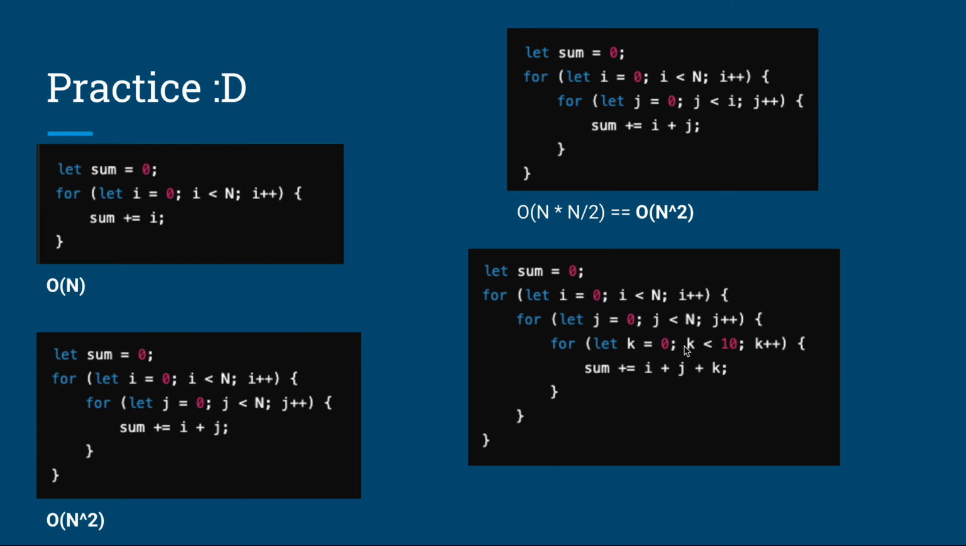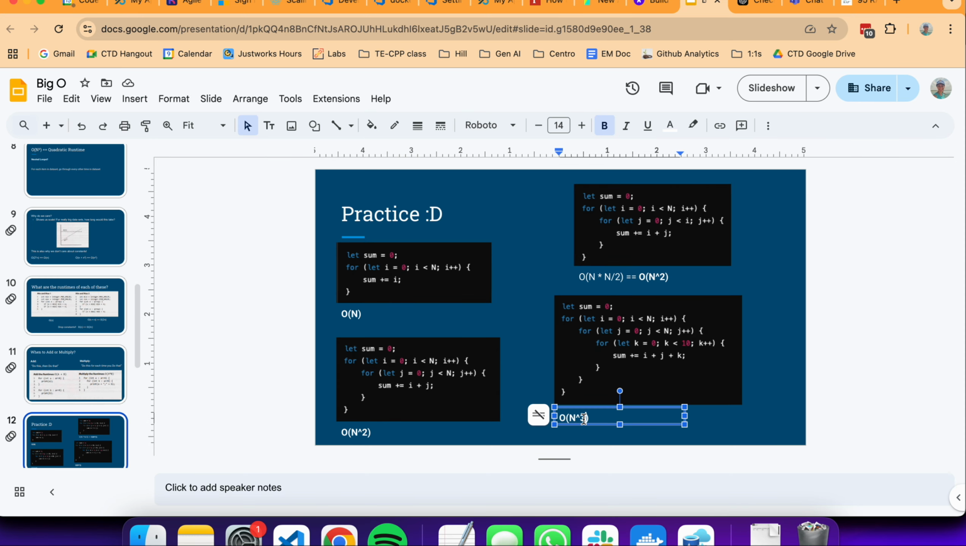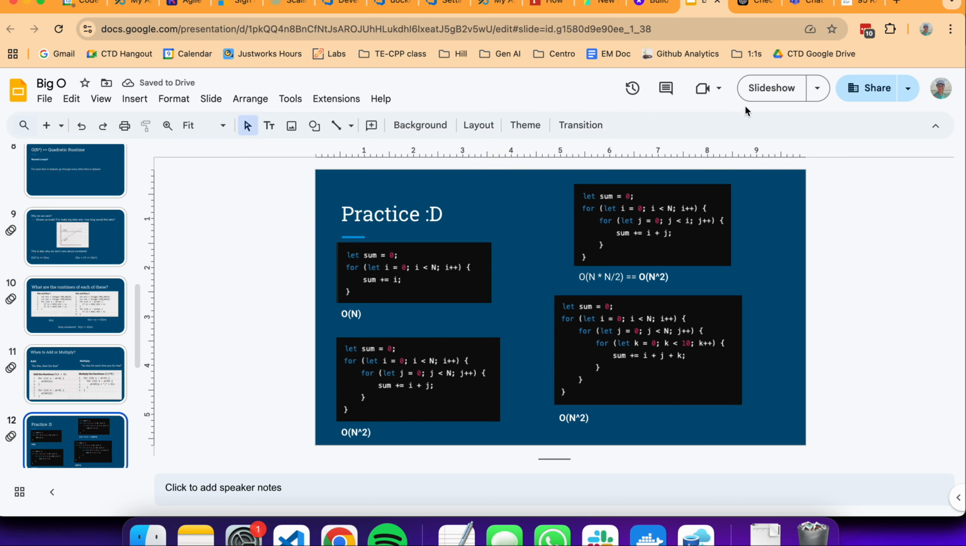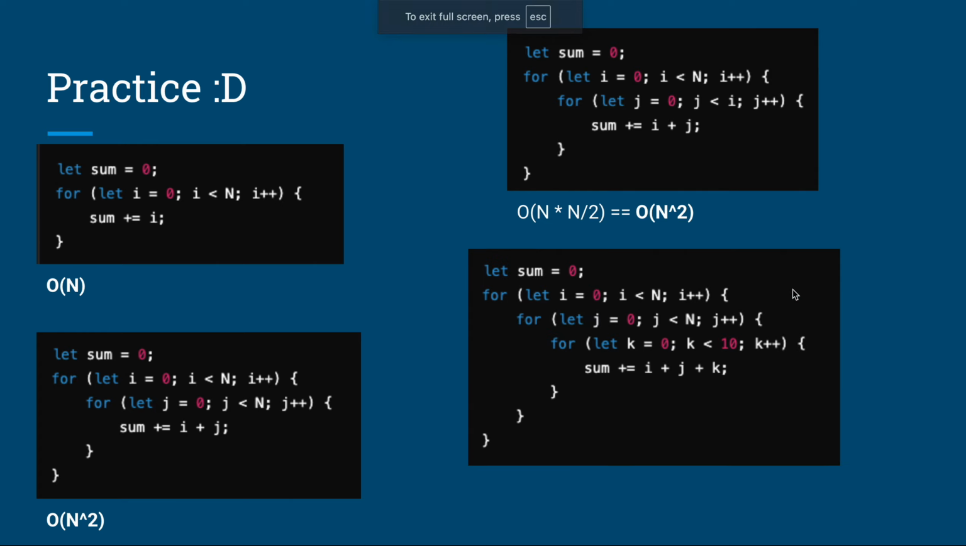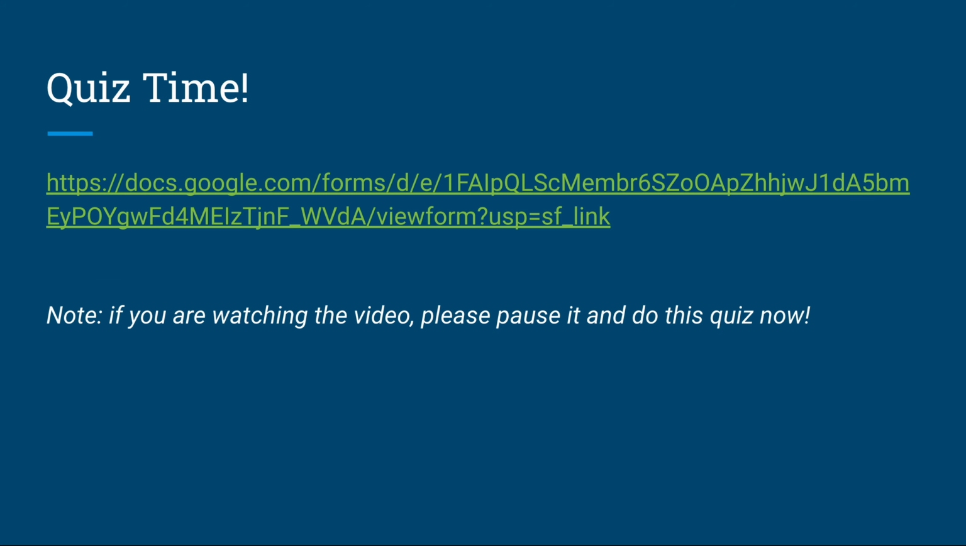Okay, so now we've got an outer loop, which is O of n, an inner loop, which is O of n, and an inner loop, which is O of 1 constant time. So it's actually going to be O of, oh no, I'm so sorry, I got this wrong. I'll fix that. But it's actually going to be O of n squared. Let me fix that right now. That one is going to be O of n squared. Okay, wonderful. Let's go on to some other practice.